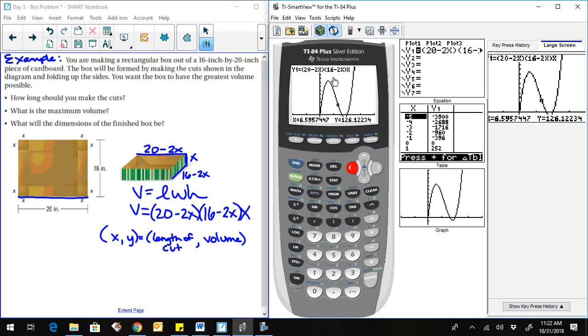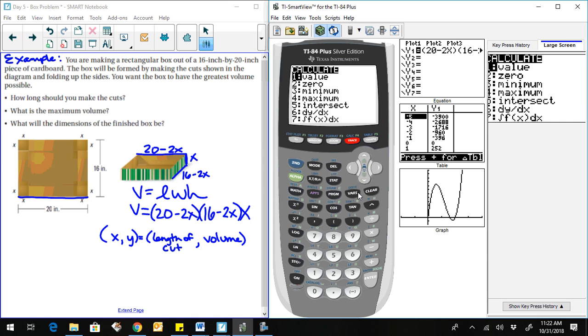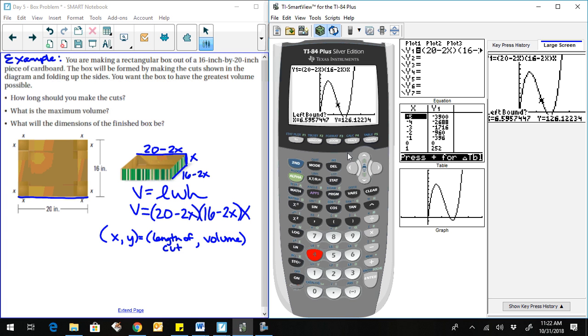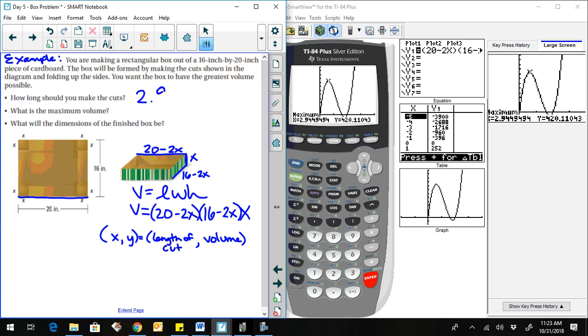So it looks like we're looking for our local maximum here. So let's do second, calculate, local max, so let's do 4. And we want to go to the left of that, so press enter. And then we want to go to the right, press enter again, and we find our local maximum is right here. So we have this ordered pair that tells us how long we should make the cuts. And on this one it says we should make the cuts 2.945, and our units are inches. So that's our first answer.